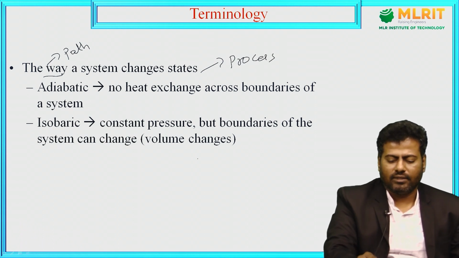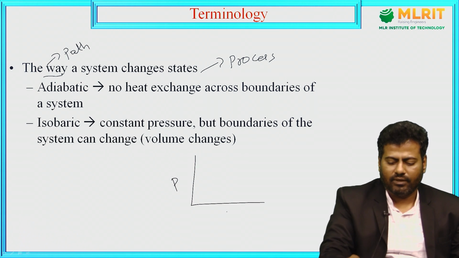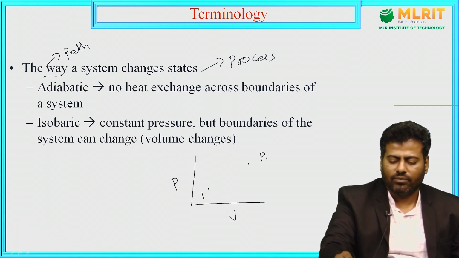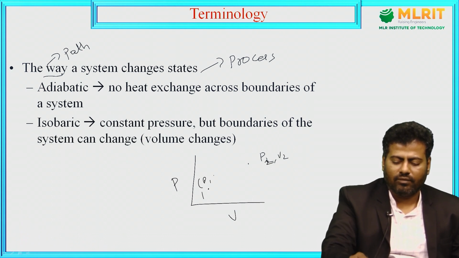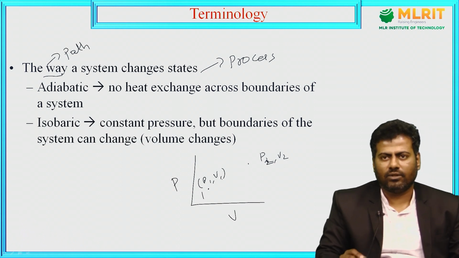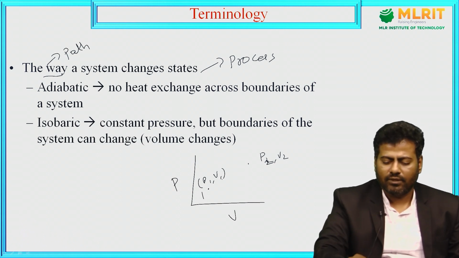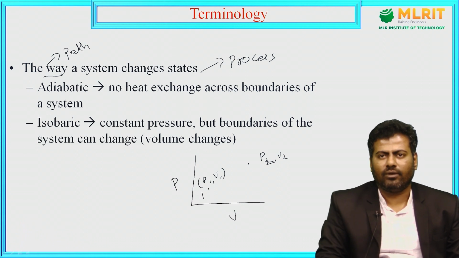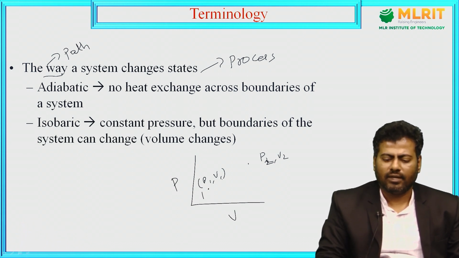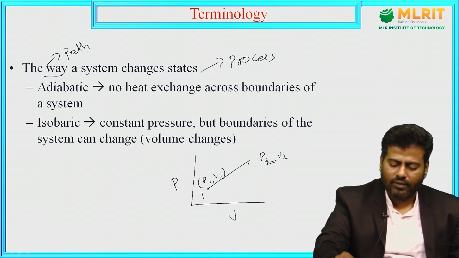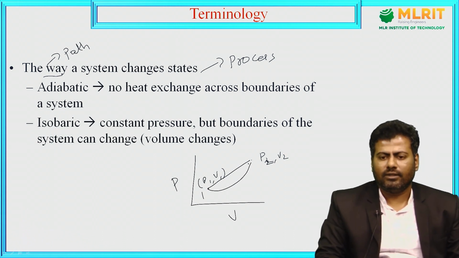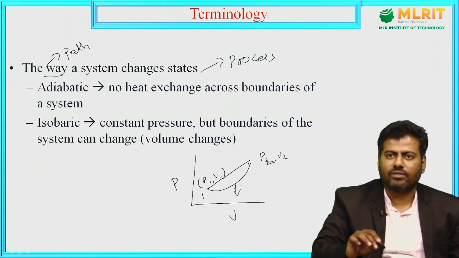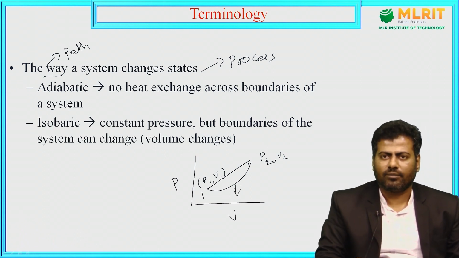In that PV diagram, one state is P1, V1 and another is P2, V2. Those are the coordinates we have. With respect to these two states alone, we can't find out which process this belongs to. It may reach linearly, or it may reach along a curvilinear path. So that path or way is what we are supposed to consider and evaluate.